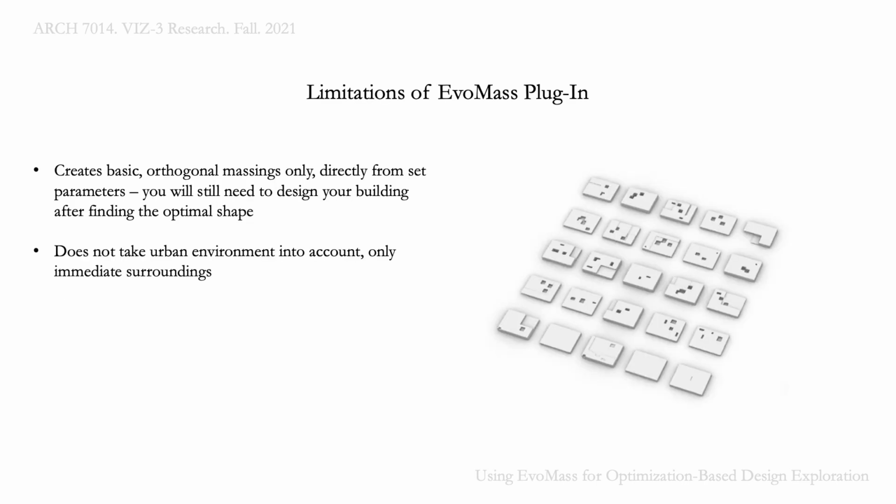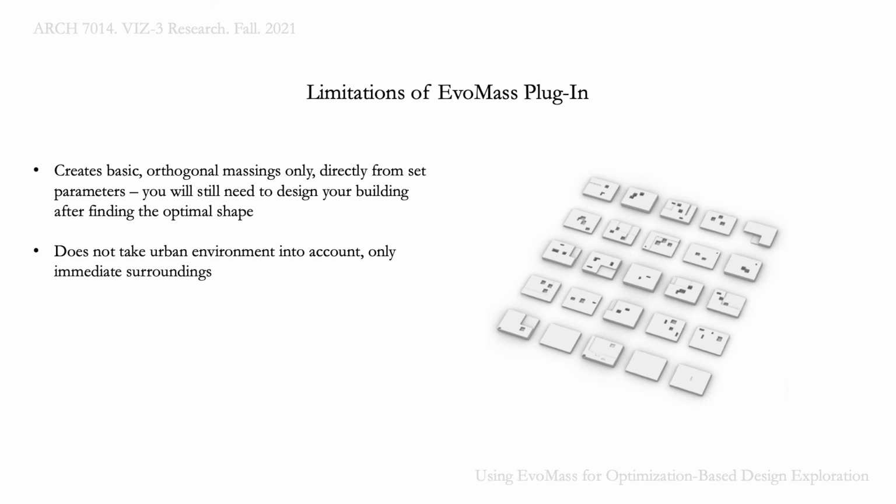There are a couple obvious limitations. The EvoMass plugin only creates basic orthogonal massings directly from your set parameters. So you'll still need to design your building. It doesn't do parametric modeling or anything. It just helps you find optimal shape. So you can use this for your performance-driven design later on. This is really an early iterative process.